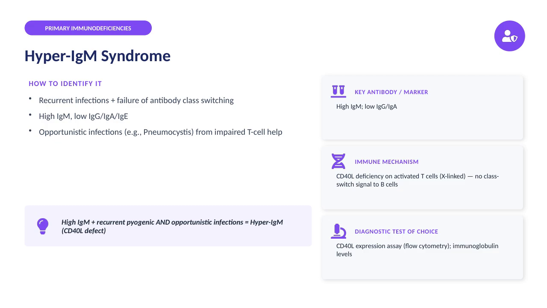When you see a patient, especially a boy, with high IgM and both recurrent pyogenic and opportunistic infections, think of a CD40L defect causing hyper-IgM syndrome. The best diagnostic test is a flow cytometry assay to check CD40L expression, alongside measuring immunoglobulin levels.